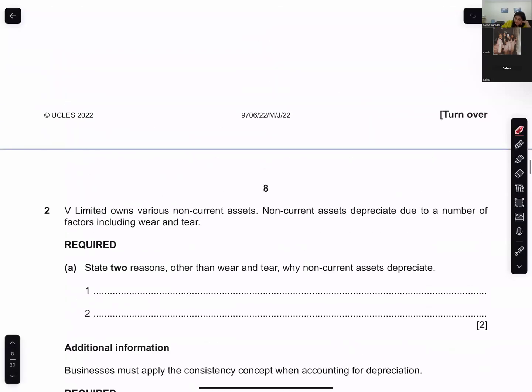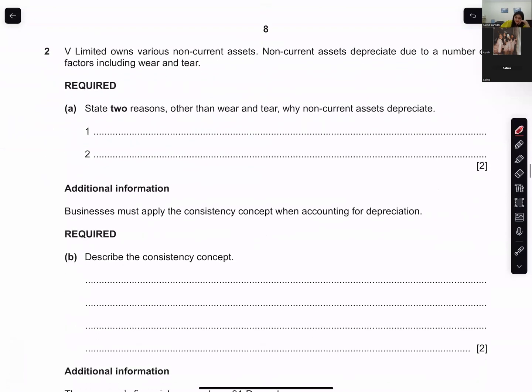We are doing a sum of May, June 2022, paper 22. And this is a sum of depreciation. Can you read out the first question?